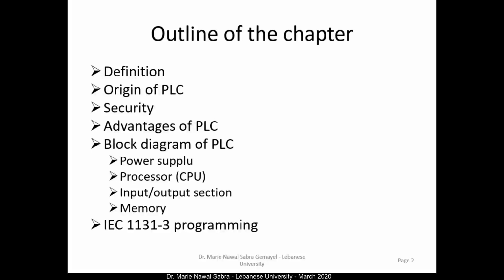In this chapter, we are going to see the origins of the PLC, security measures that have to be taken when using a PLC. We are going to talk about their advantages and their block diagram with the different parts within, and we are going to talk about the IEC code that organizes their programming.